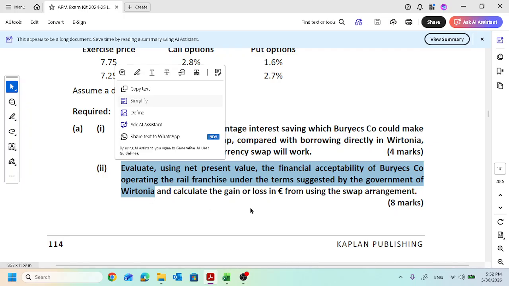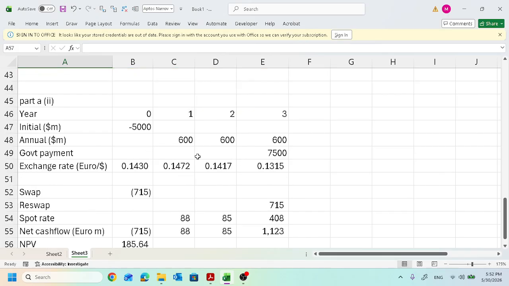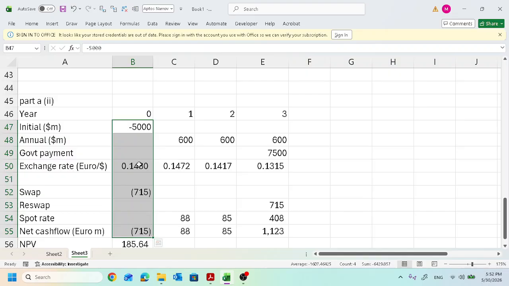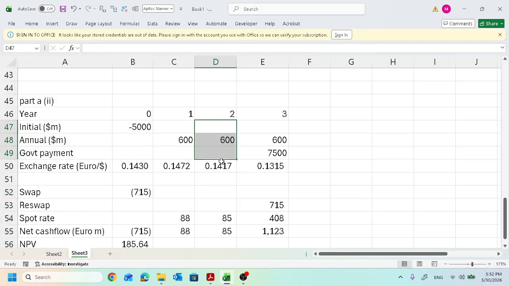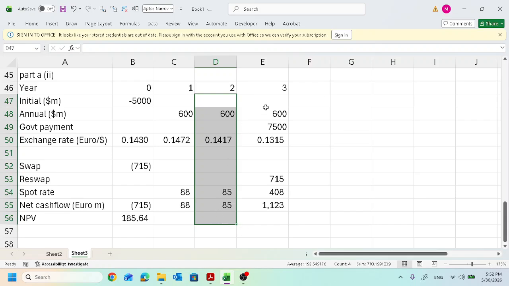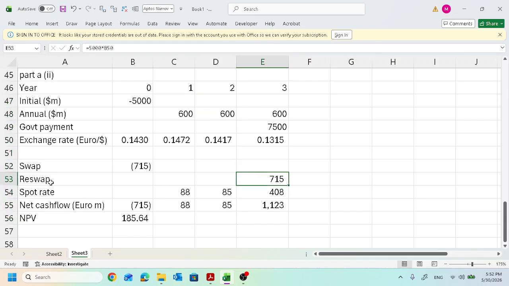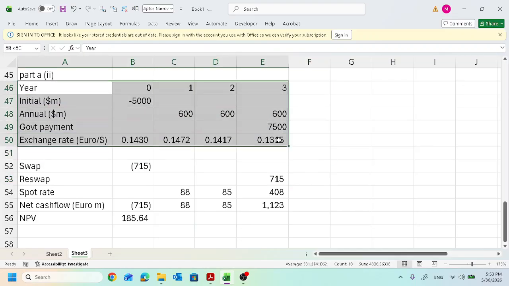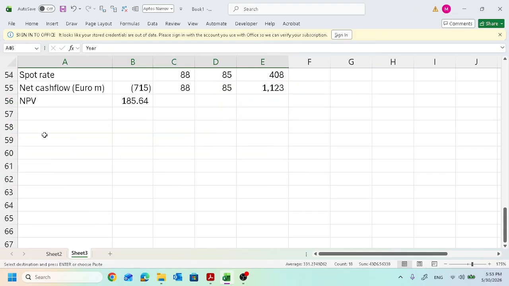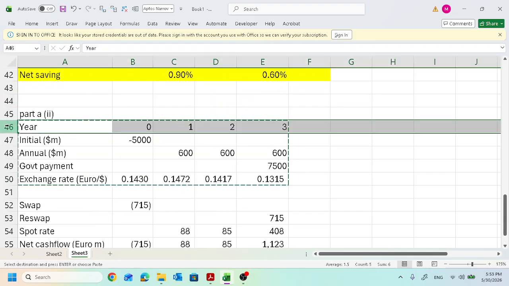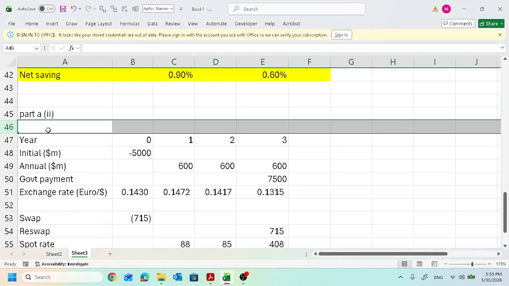What is this next part? Calculate the gain or loss in euro from using the swap arrangement. Now you see, if you did not go for the swap, no change in this. 5,000 you are just borrowing at this rate. Then year 1 no change, year 2 no change. Where is going to be the change? This reswap is not there. There is nothing called reswap. So either you can redo the whole calculation like this. Look here, I'm copying this. So here let's say with swap.